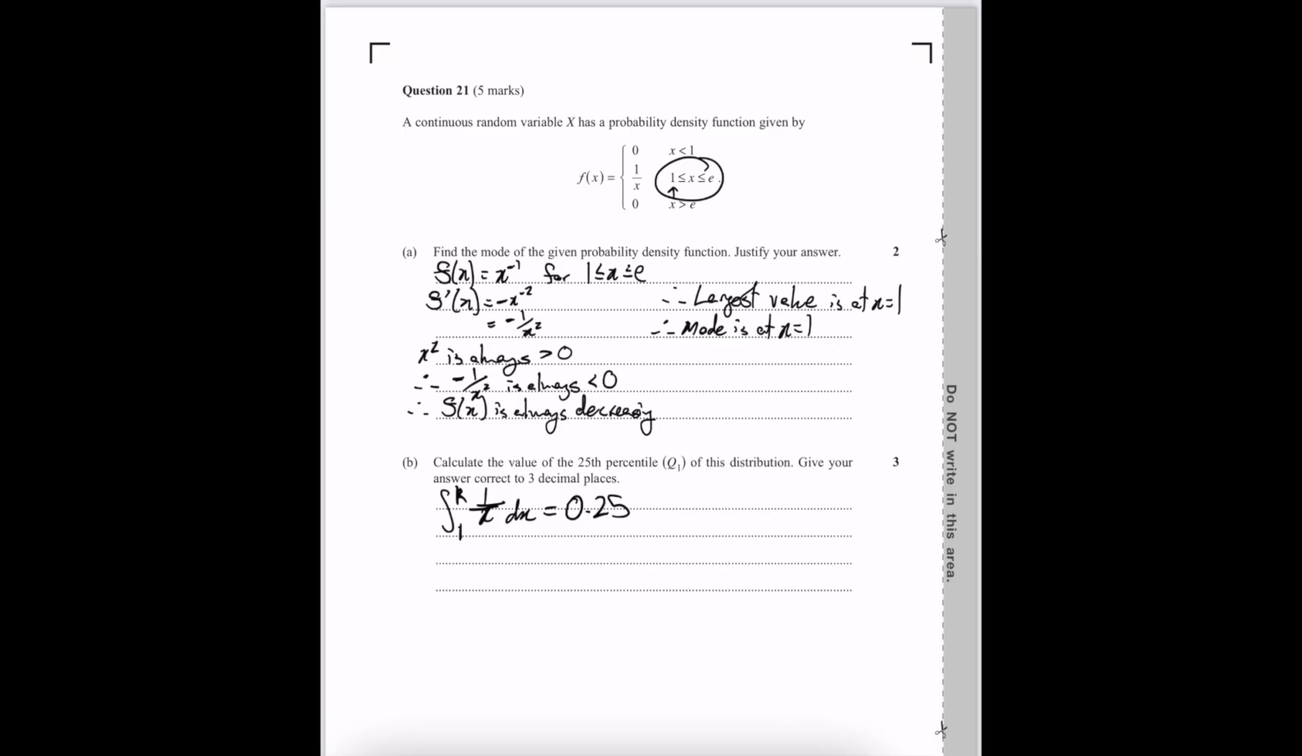Now we should know that the integral of 1 over x is ln x, and that equals 0.25. And then we have ln k minus ln 1 is equal to 0.25. We should know ln 1 is just equal to 0. So ln k is equal to 0.25. And that means k is equal to e to the 0.25, which is 1.284 to the nearest 3 decimal places, as the question specifies.